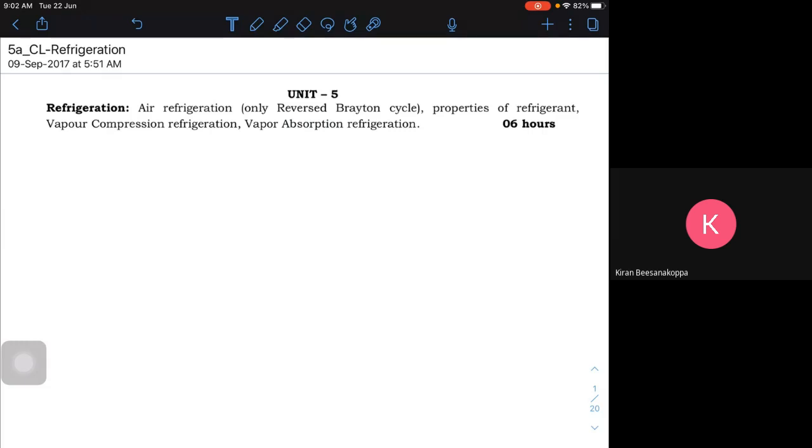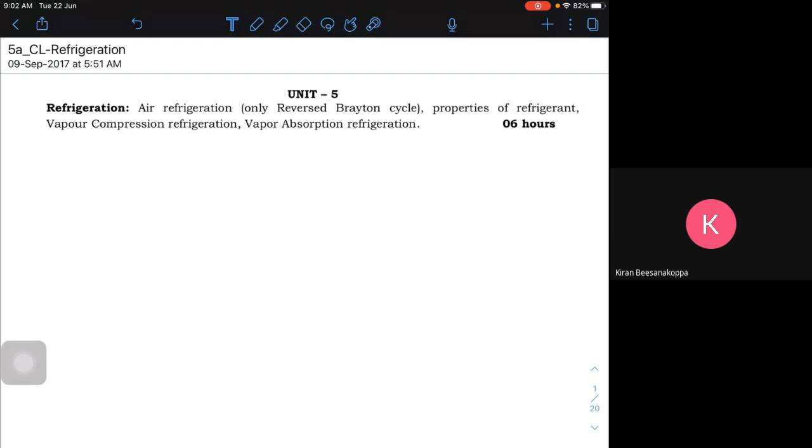Here we'll look at how we can use this reversed Brayton cycle for air refrigeration, and we will also look at two other types of refrigeration: the vapor compression refrigeration system and the vapor absorption system. Both these systems use refrigerants as the main working medium, which absorbs heat to keep a particular space at a temperature much lower than the atmospheric temperature.